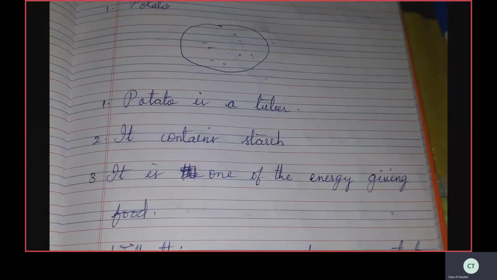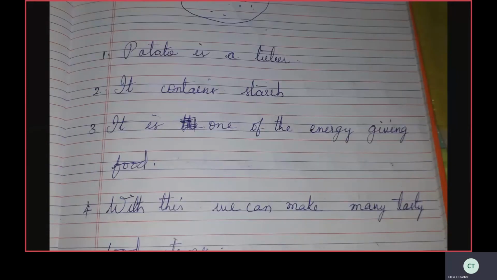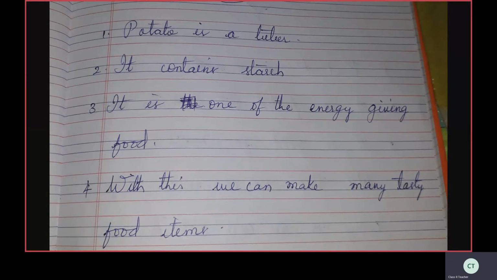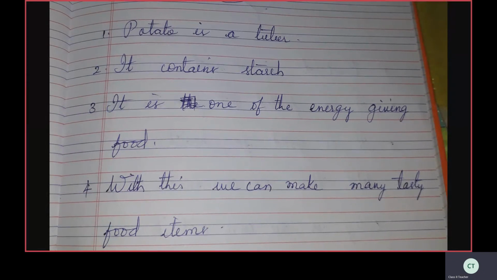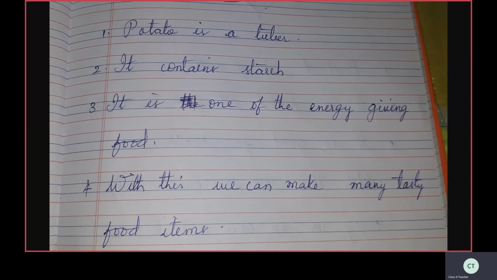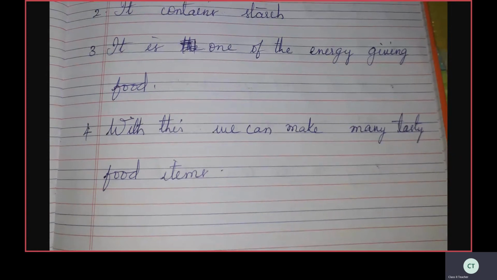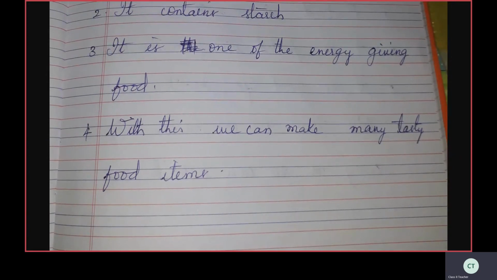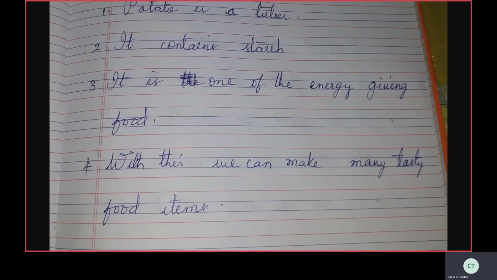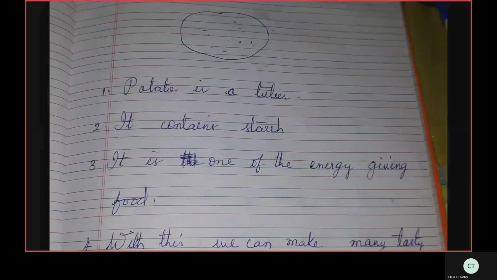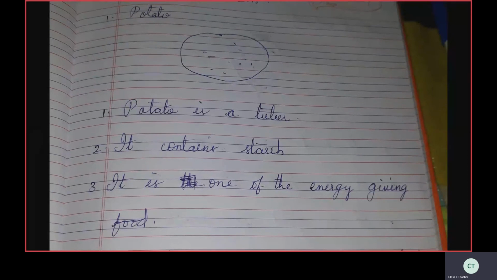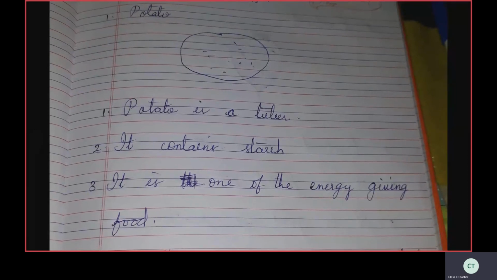See here, potato is a tuber. It contains starch. It is one of the energy-giving foods. With this, we can make many tasty food items. We can make potato curry, potato chips, potato fry.